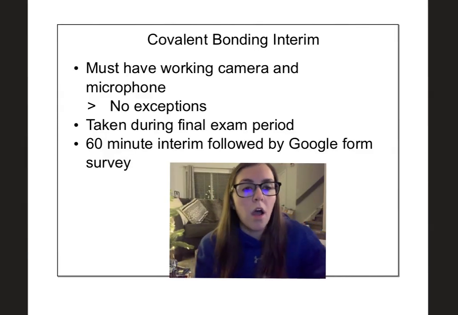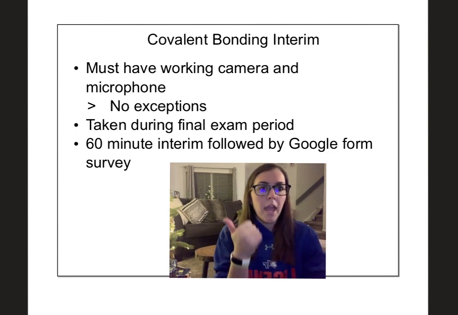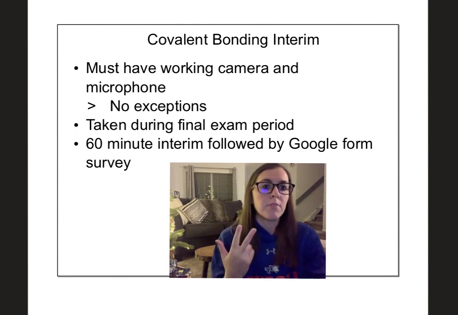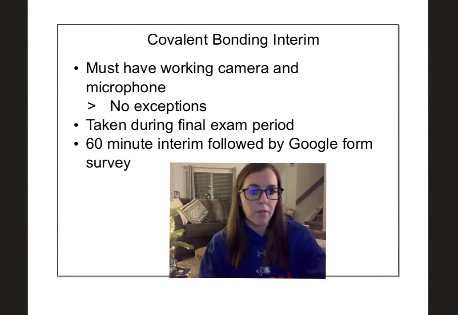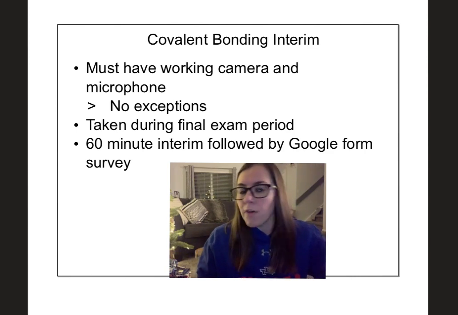All right, for the interim, you are allowed to use your periodic table, a calculator, because you might need it for subtracting electronegativities and adding up valence electrons, and something to write with. So no notes are allowed for this interim, just your periodic table with the things we've labeled together in class, like valence electrons.